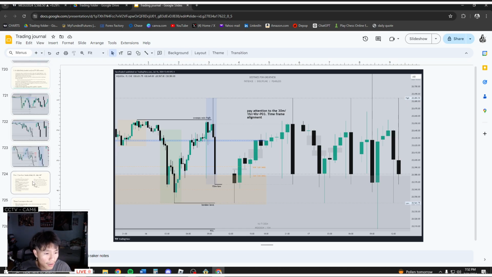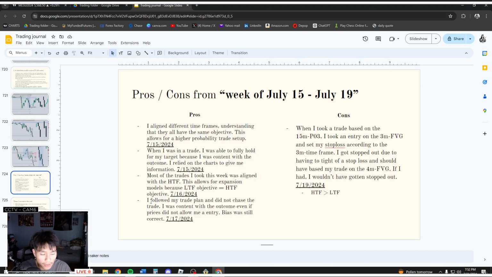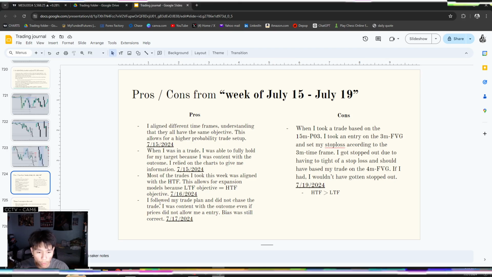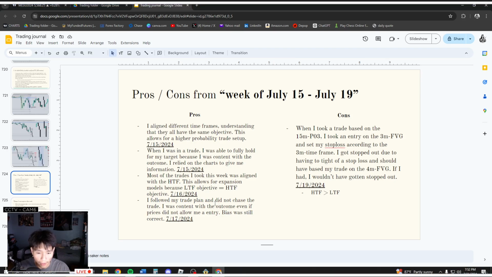And my last pro this week is that I followed my trade plan and did not chase the trade. I was content with the outcome even if prices did not allow me an entry. My bias was still correct. So what I mean by this is I didn't chase the move even though I had my entry set. Prices didn't retrace back into my entry, and once prices took out my objective, I didn't chase the move.